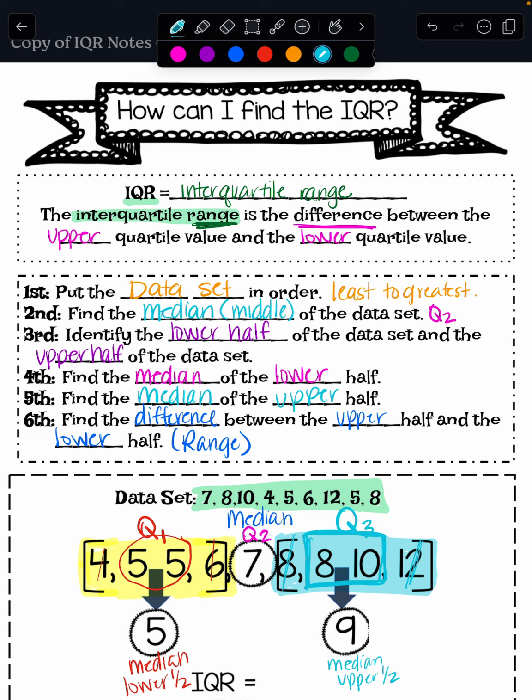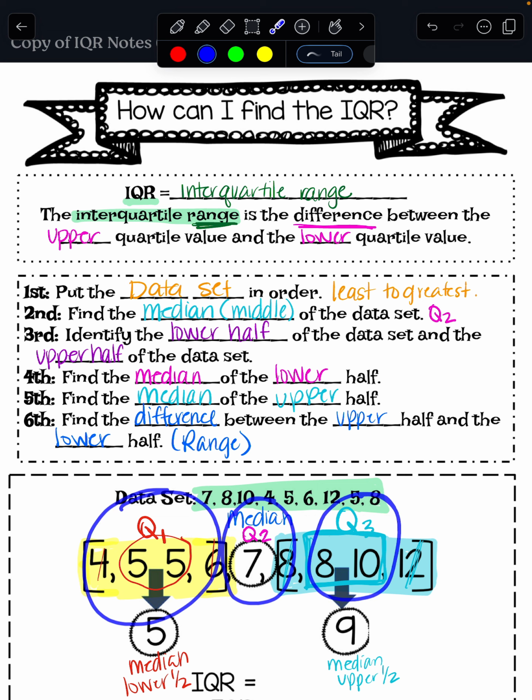So once we have our data set, it goes down the line. The middle of the lower half is Q1. The middle of the whole thing is Q2. The middle of the upper half is Q3. So they go in order, 1, 2, 3.